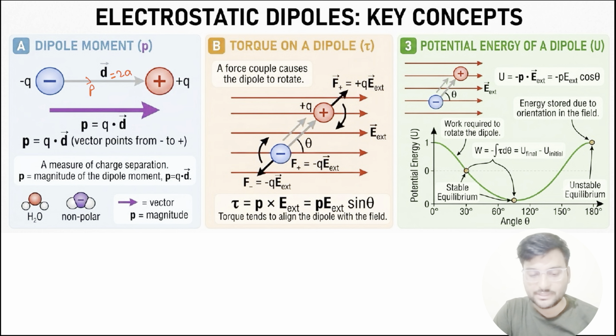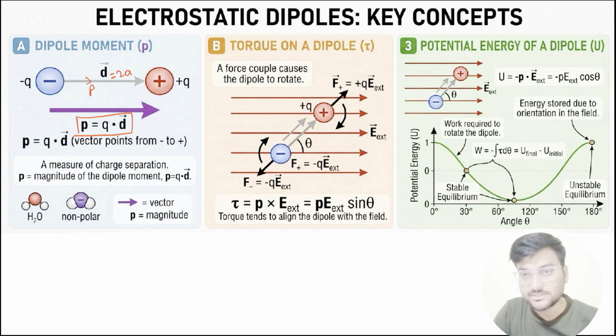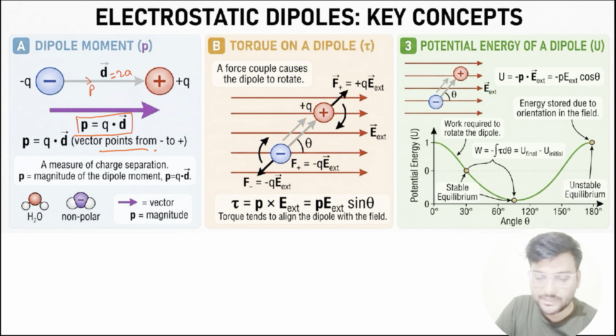Now we are discussing the dipole. Dipole moment p is equal to q into d, that is, the magnitude of any one of the charges into the distance between them. The vector direction is from negative to positive. So p is equal to q into d, or we can say q into 2a. These are the formulas of the dipole moment, right?